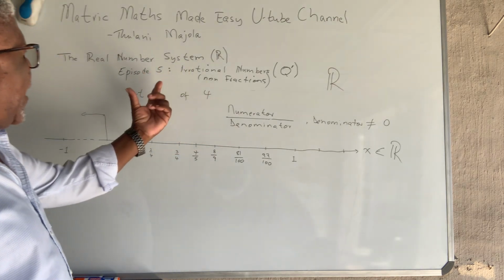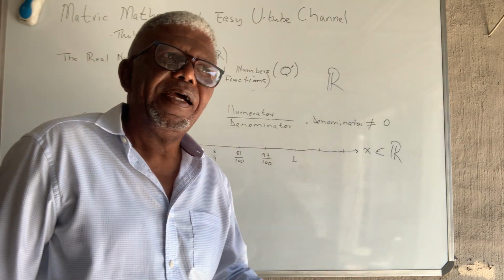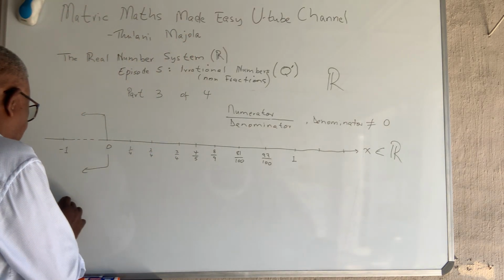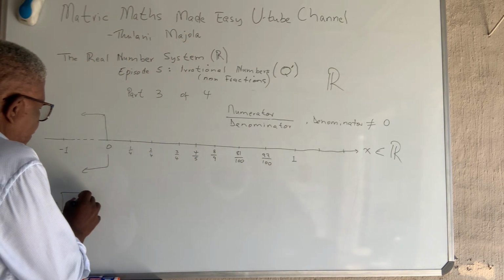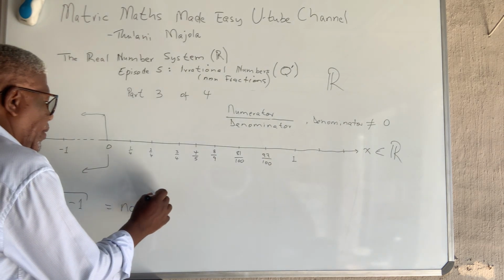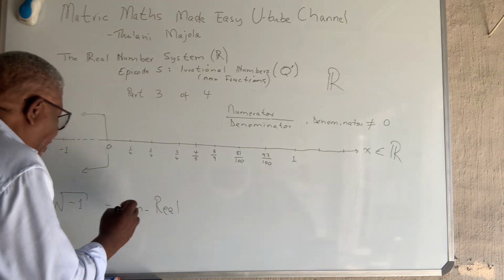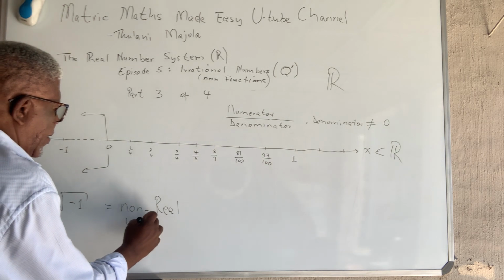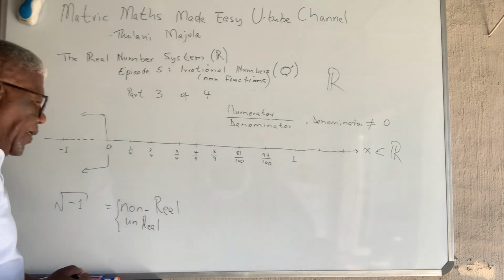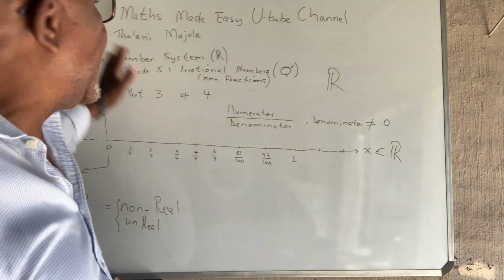But in part 2, I had the square root of negative 1, which I didn't discuss, because it doesn't exist. The square root of a negative number is non-real, or some call it unreal. So it's not a real number, and we don't discuss it in this syllabus of matric maths.